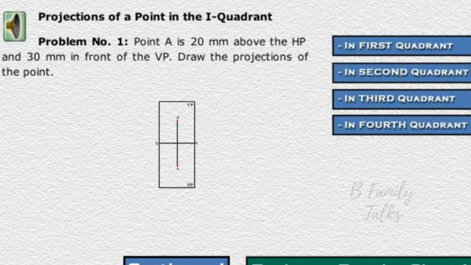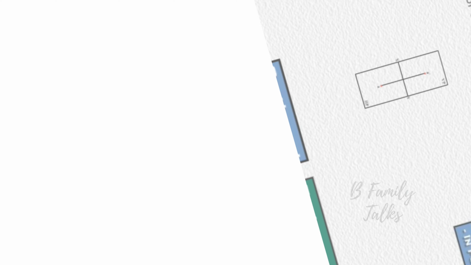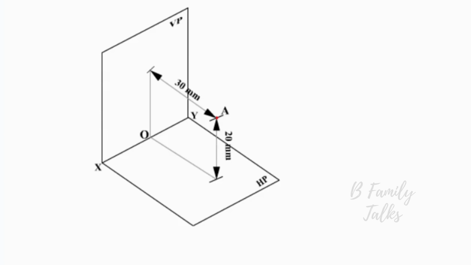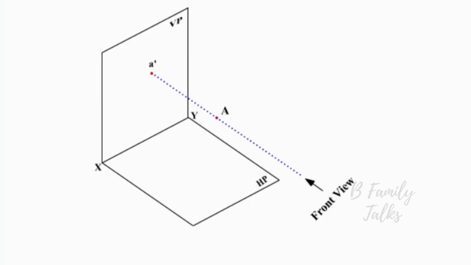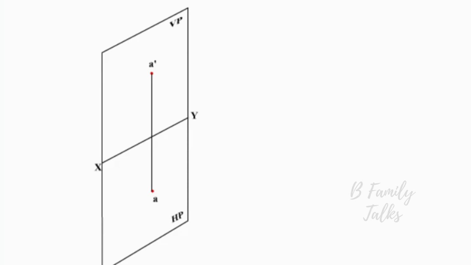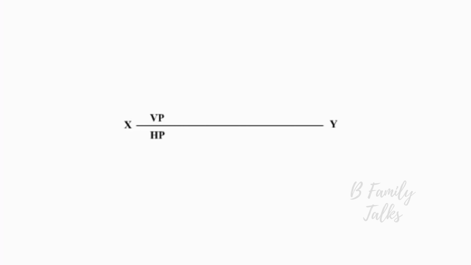Projection of point in the first quadrant. Problem number 1. Point A is 20 mm above the HP and 30 mm in front of the VP. Draw the projection of point. Draw the reference line XY and name it as VP and HP respectively above and below the XY line.